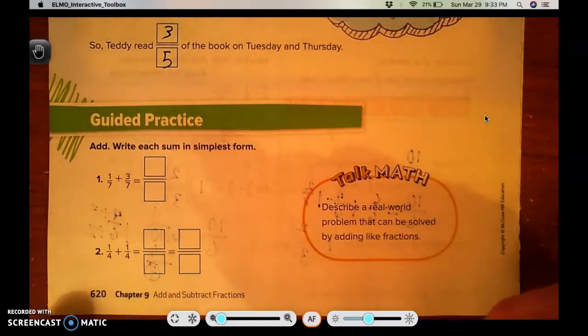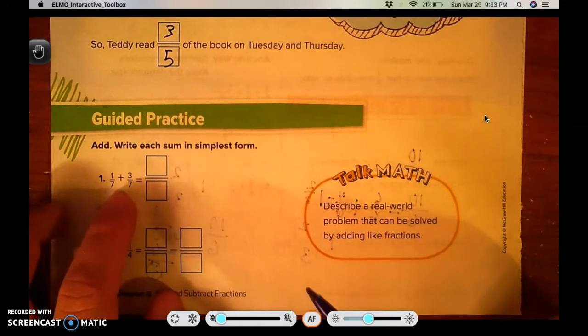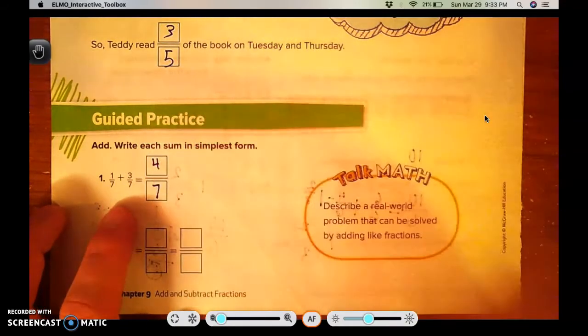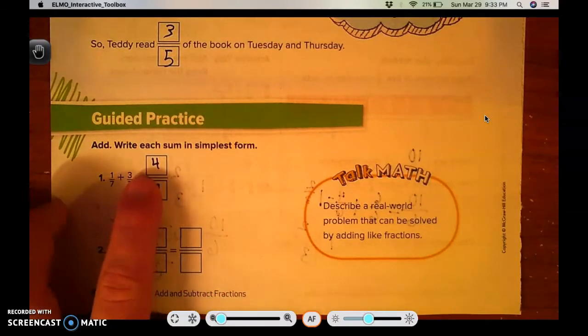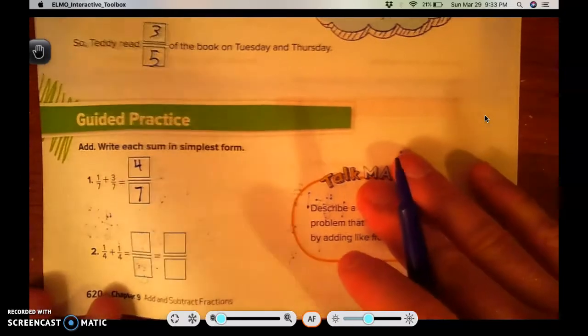I'm going to show you just a couple more. 1/7 plus 3/7, again, that's 7. That denominator is not going to change, so I know that 4/7 is my answer. I can't reduce it because the only number that goes into both 4 and 7 is 1, right? That's the greatest common factor.